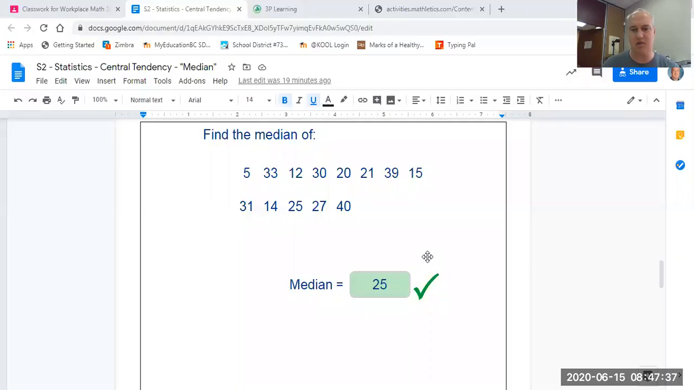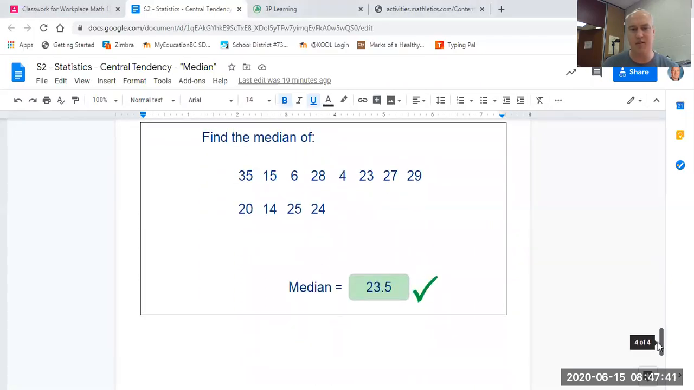I'm just going to clear this screen out again and then try the next and last question we'll look at today. So this one here is another example, but it has an even number of numbers this time. So once again, we have to organize this in order here. So starting here would be 4, and then 6, and then 14, jumps right to 14, and then 15.